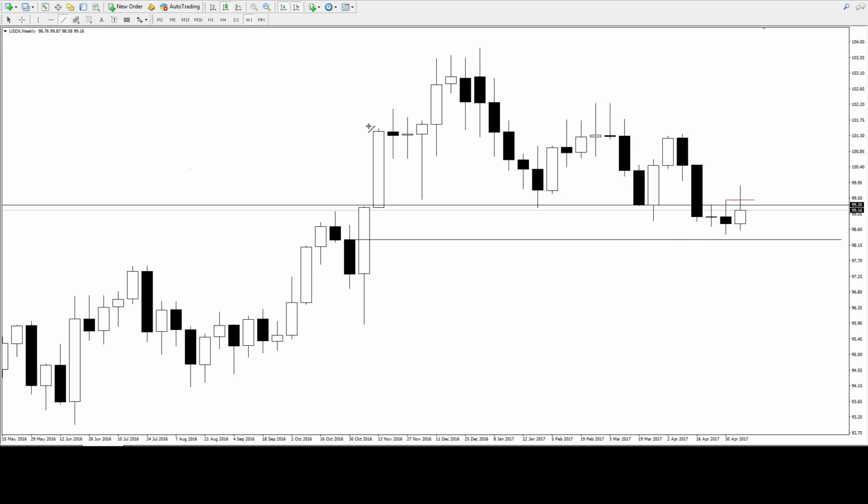And this low here comes in at 98.46. So I'll be targeting 98.46 next week if we get the setup, because that would be this week's candle I've marked out, that low there. So let's go more detail.